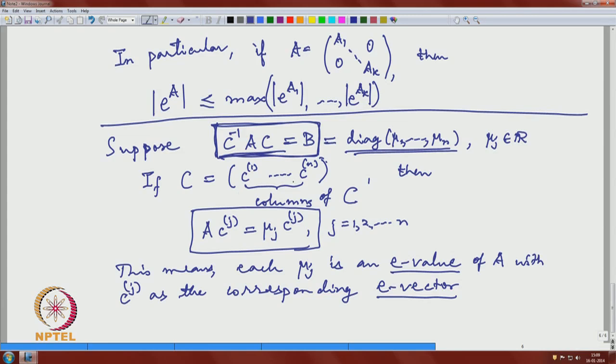Since C is non-singular, the columns of C are linearly independent, and since their number is n, they form a basis for R^n. And we see immediately examples where this is not true.